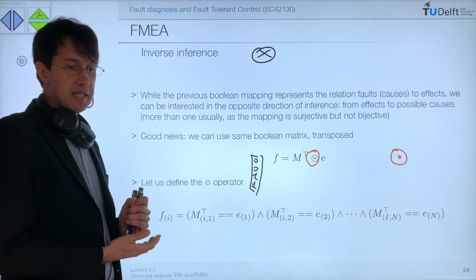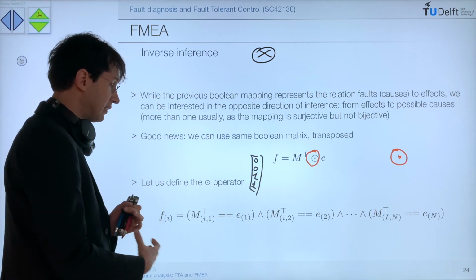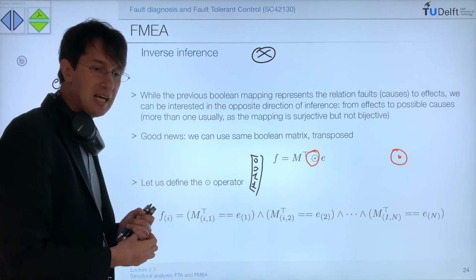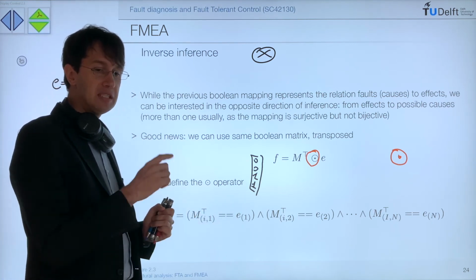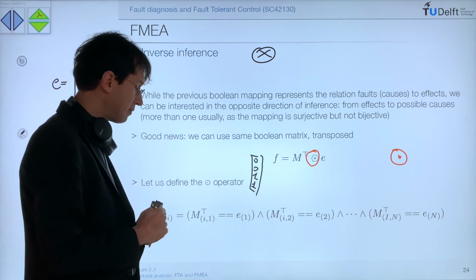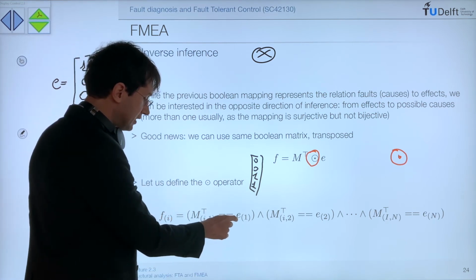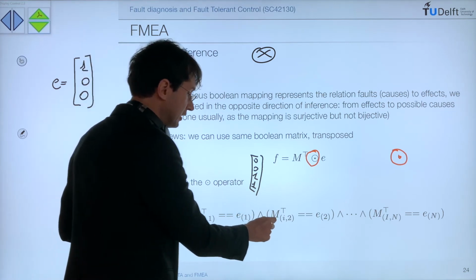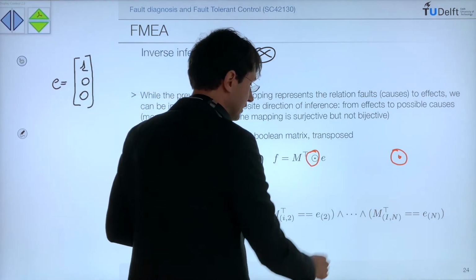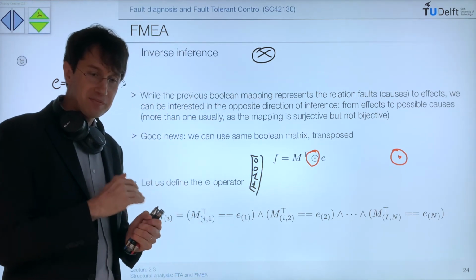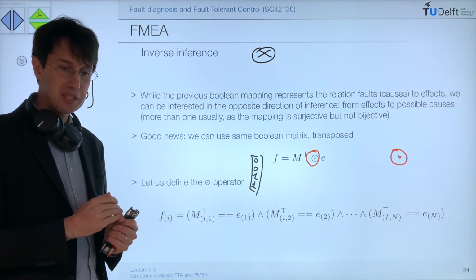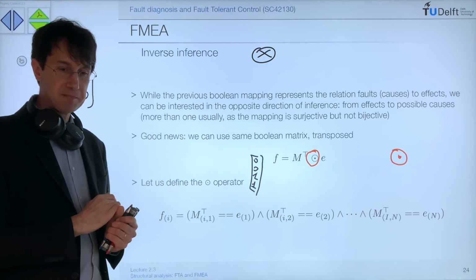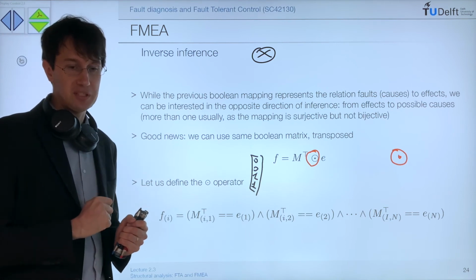Basically, it is like saying, I know that for this effect, I need to have this and this fault present. So I'm checking, do I have this effect and that fault present? And do I have that effect and this fault present? So if all of them evaluate true, then you know that that fault is the one causing it.